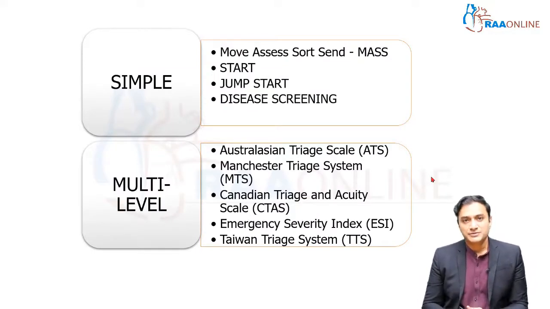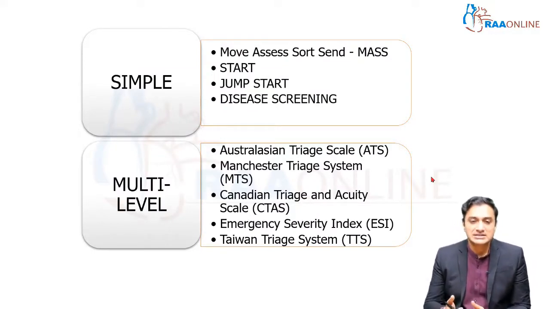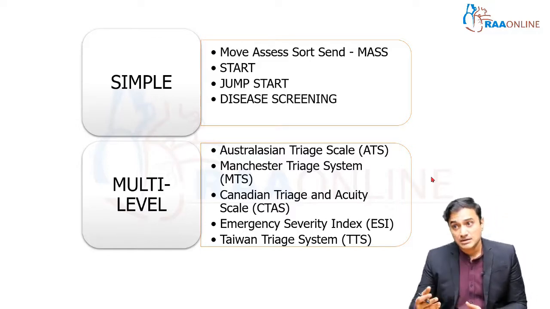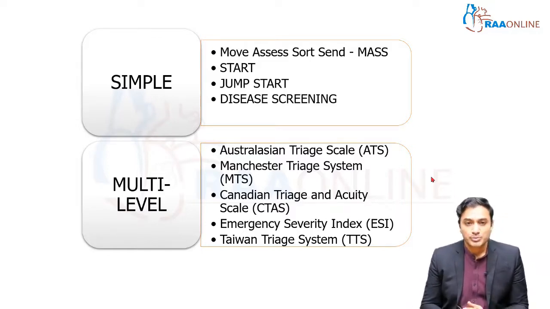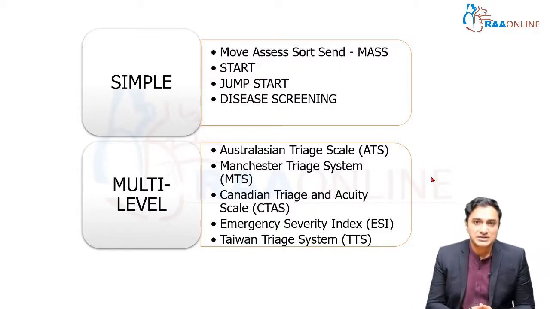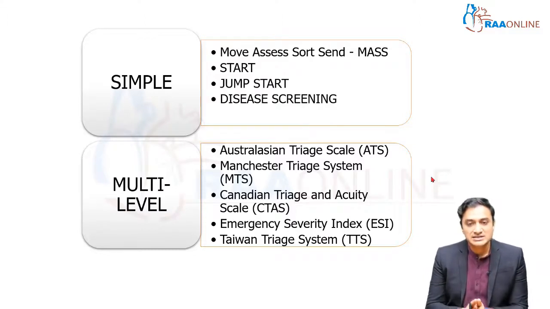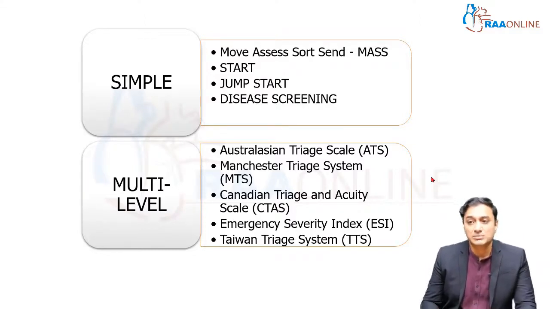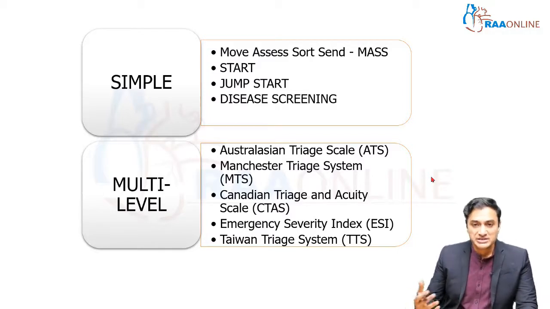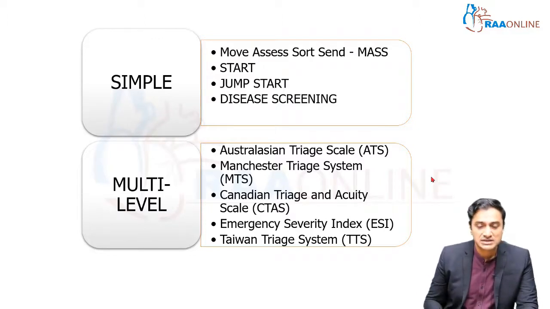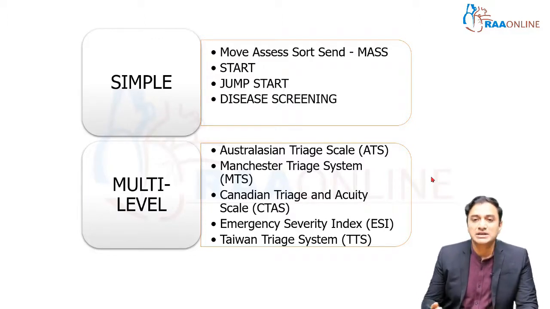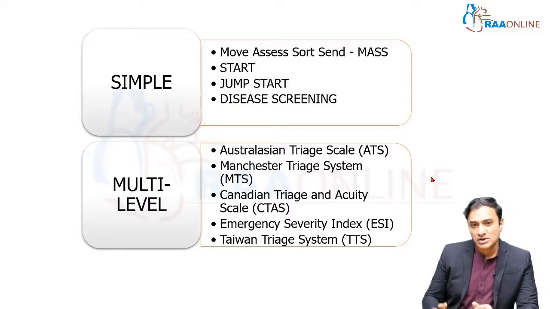Triages are of different types, and depending upon where the triaging system is implemented, different triaging modalities are available to us. To put it in a very simple way, we can classify triage into simple triage and multi-level triages. Simple triages are done in disaster situations or multi-casualty situations, when the patient load is more than can be handled by the hospital or by emergency services. Some examples of simple triage will be MASS triaging. All these are mnemonics. MASS stands for move, assist, sort and send. That will be the simplest form of triaging.